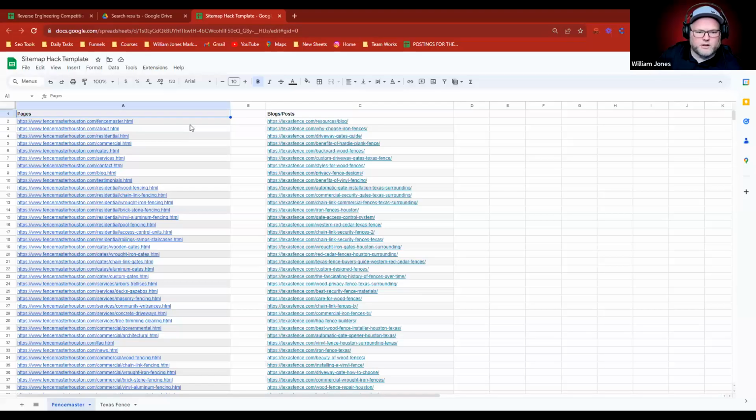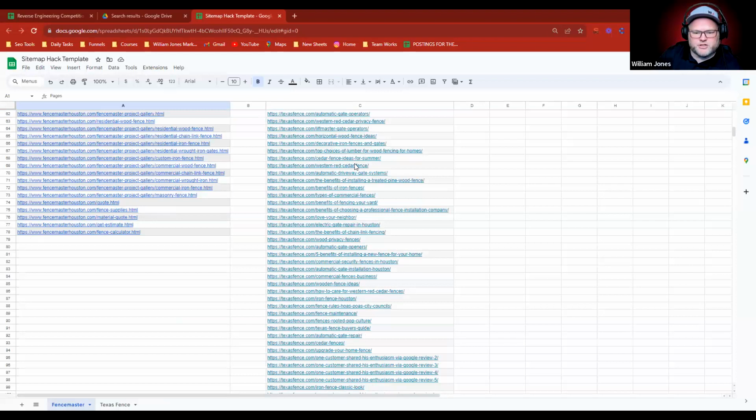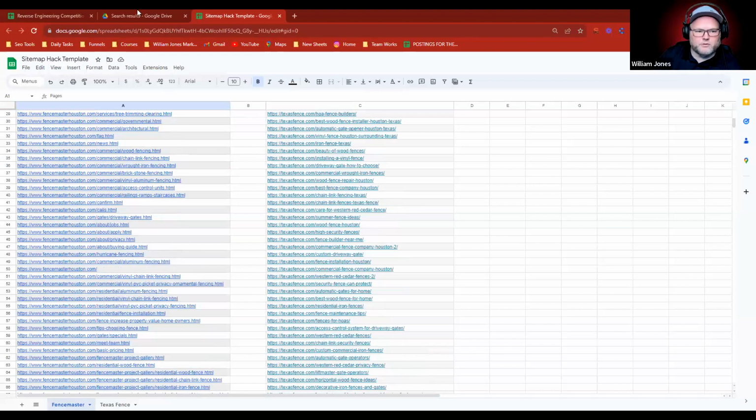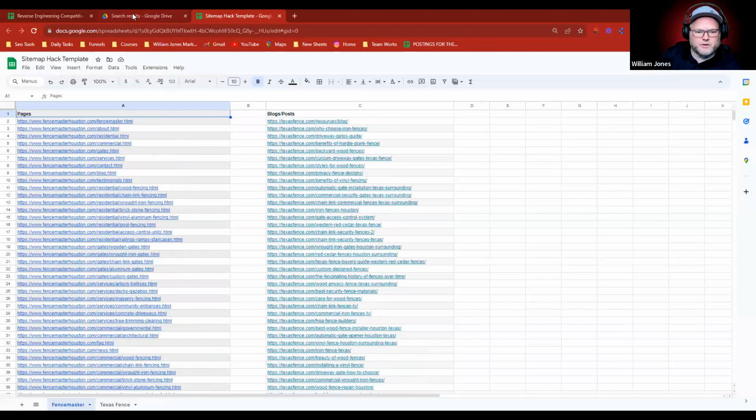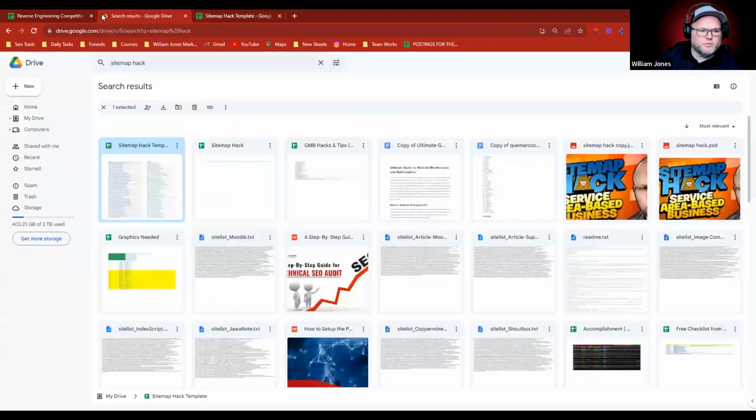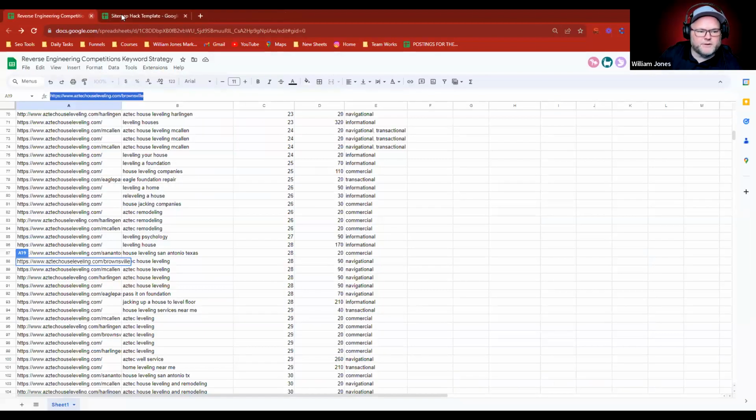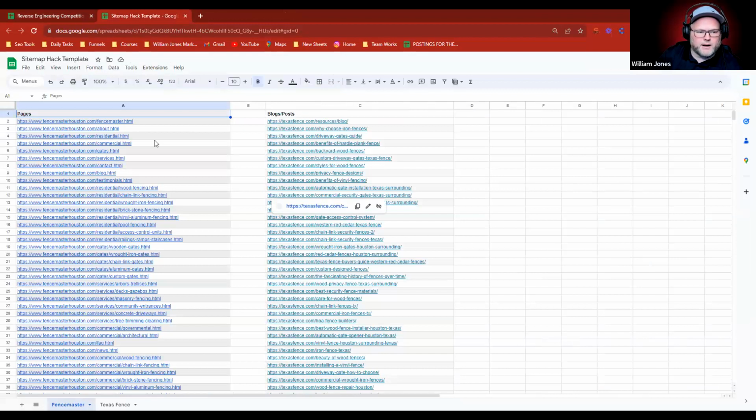On the sitemap hack, why we want to do that is because we are going to look at the competition, see exactly what they're doing, and then we'll reverse engineer it. We'll see all the keywords, all the pages they got made, and we're going to recreate all of them. What are all the blogs they have made? You can use the same information when you're filling out that onboarding form that I already showed you, right? You can put all that information in there.